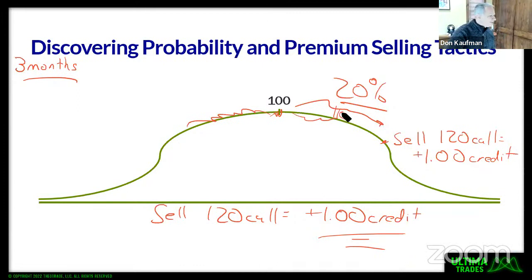Are we okay with this example? I want you to think about, though, how high the probability in this trade might be. And the answer is it's very high. We're selling way out of the money stuff.